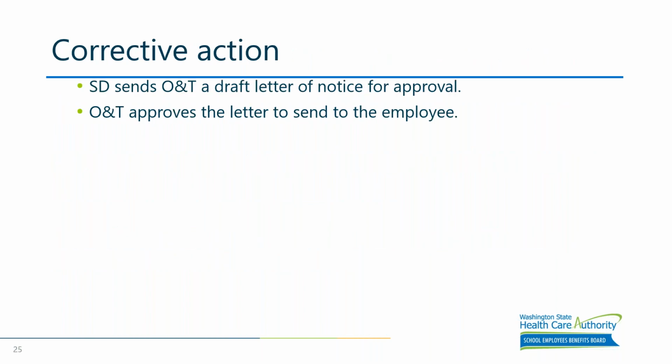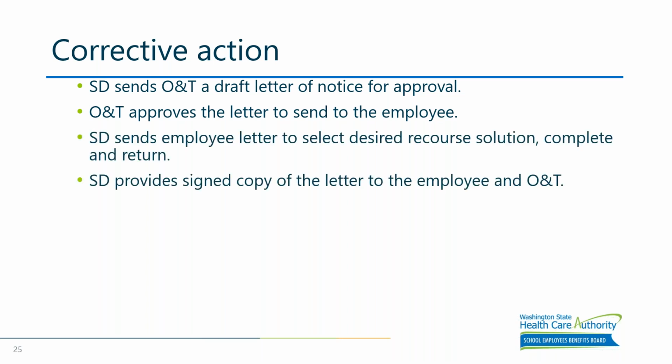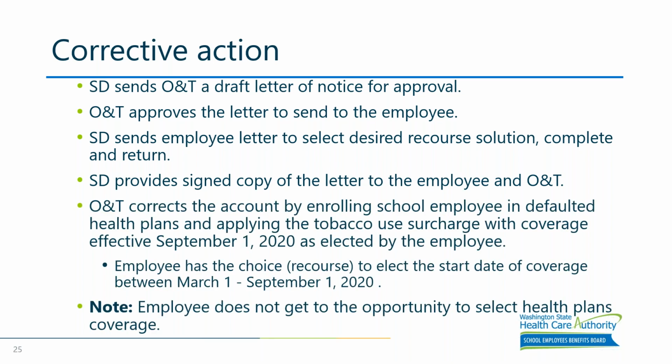So the corrective action for this would be that the school district sends outreach and training a draft letter of notice for approval. Outreach and training approves the letter to send to the employee. The school district then sends the employee the letter to select the desired recourse solution, complete, and return it back to the BA. The school district provides a signed copy of the letter to the employee and outreach and training. And then outreach and training corrects the account by enrolling that school employee in defaulted health plans and applying the $25 tobacco use surcharge with coverage effective September 1st as elected by the employee.